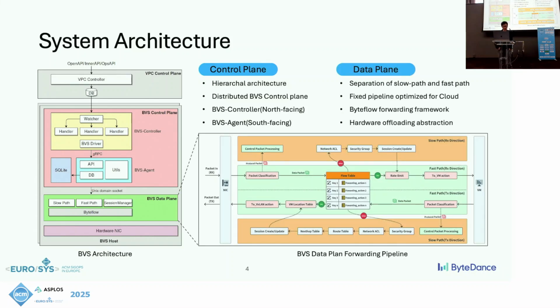For the BVS data plane, we take a design that separates the slow path and fast path. We also use a fixed pipeline optimized for cloud use cases, compared to OVS. And we also have the Byte flow forwarding framework, which is on top of DPDK, but we have a lot of optimizations.